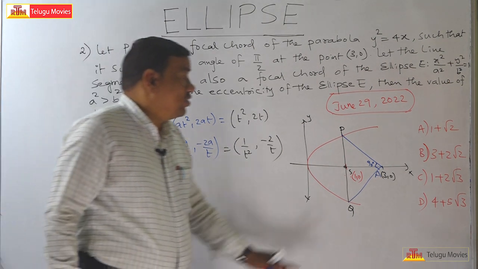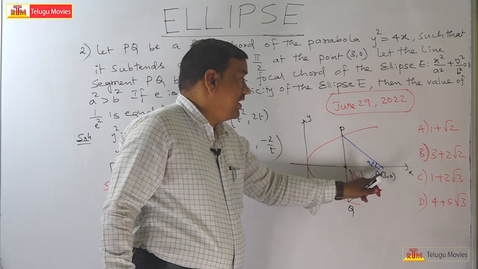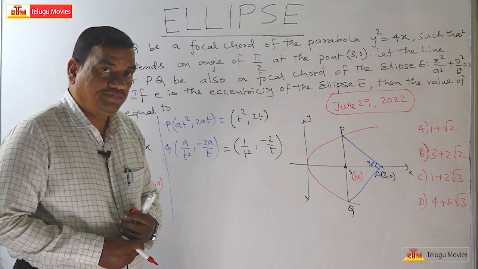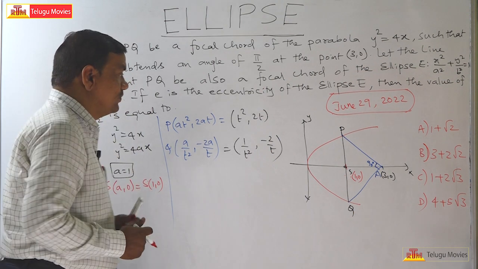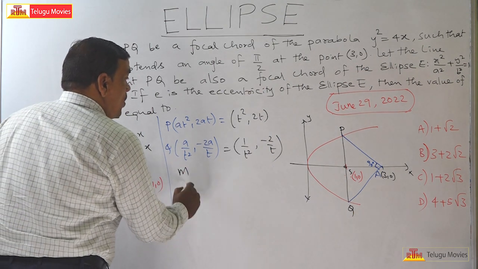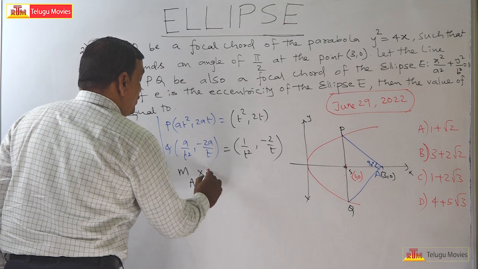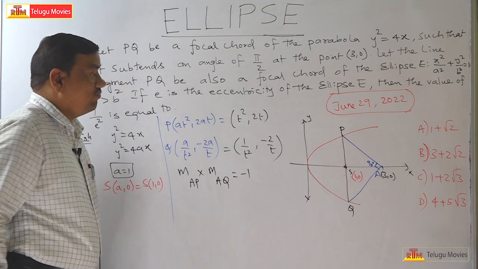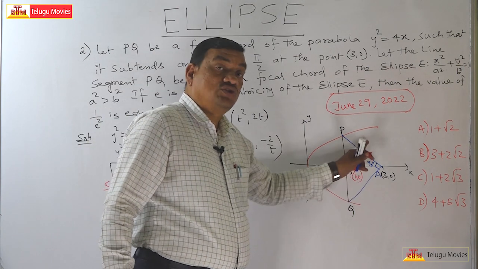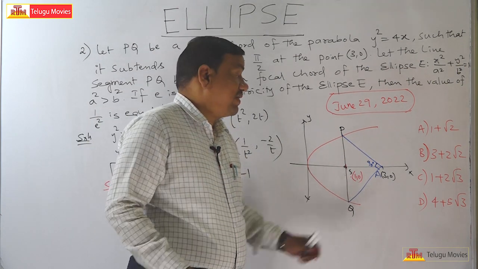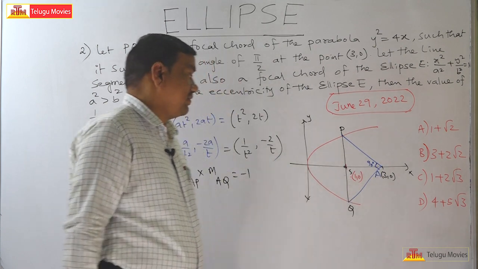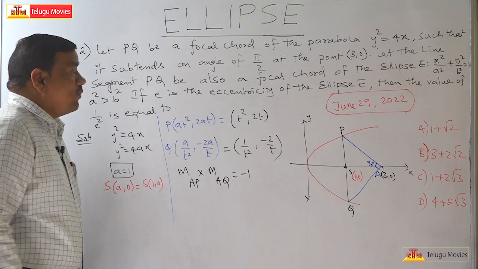Now I will find the slope of AP and the slope of AQ. Let us try to find the value of t. We know that slope of AP times slope of AQ is equal to -1. Why? The product of slopes of these two lines being -1 means these two lines make 90 degrees at the point, therefore they are perpendicular. What is the slope of AP?